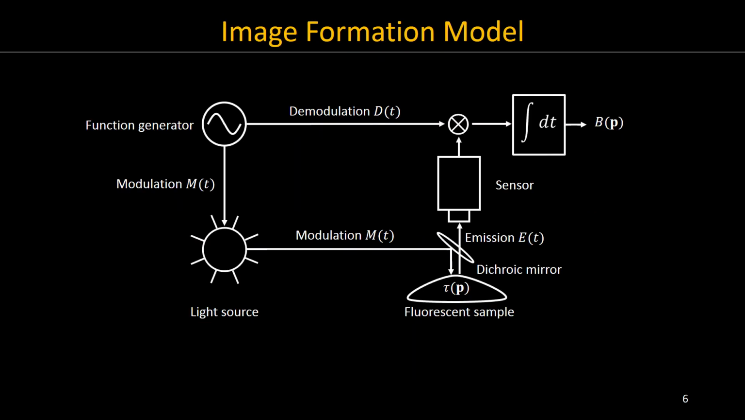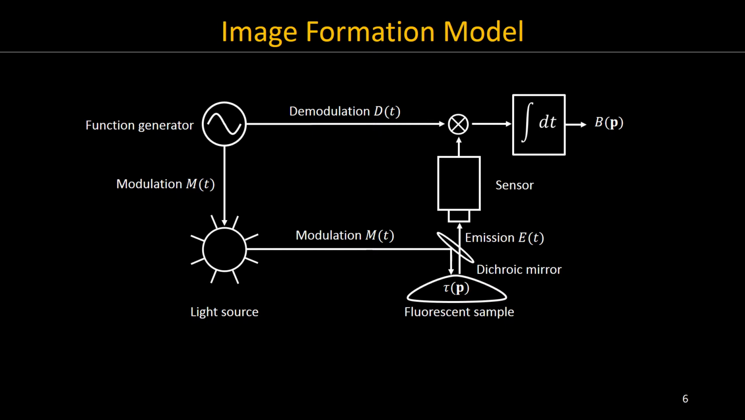In frequency domain fluorescence lifetime imaging, the object of interest is illuminated with a light source that is temporally modulated by a modulation function. Then, the fluorescence emission from the object is correlated with a demodulation function at the sensor. The resulting image intensities are used to extract the fluorescence lifetime.